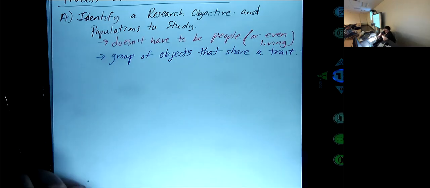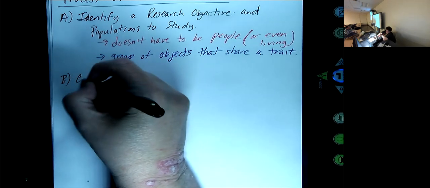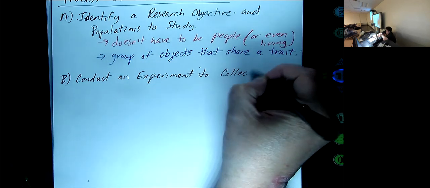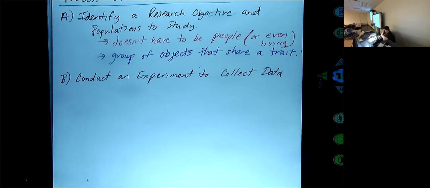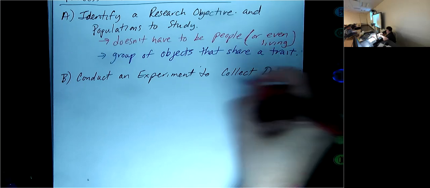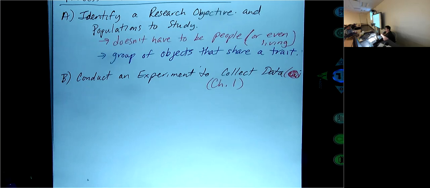All right, so once we get that research objective, we're going to conduct an experiment to collect data. And that's what the rest of chapter one is about. It talks about reasonable ways of doing it. So there's not a lot of math in this chapter, but it is an important step. Without the experiment, the collection of data, we're just making numbers up, which is what I usually do for your tests. Just make it up. You think I go survey people? No, I don't survey people. Just make it up.